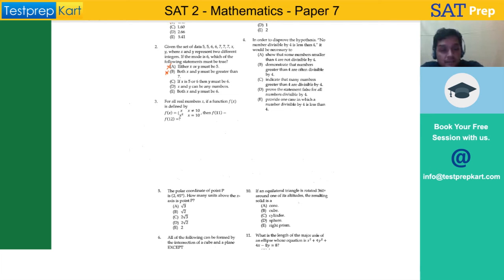Third case, if x is 5 or 6, then y must be 6. It means y must be 6 and x is 5 or 6. If x is 5 and y is 6, then mode is not 6. If x is 6 and y is 6, then both are 6 and the mode would be 6. So for this condition, x and y must be any number? No, this is not correct. Okay, C and E: both x and y must be 6. This is the most accurate, even more accurate than C. So E is the last choice where x and y both are 6, then 6 would be the mode.